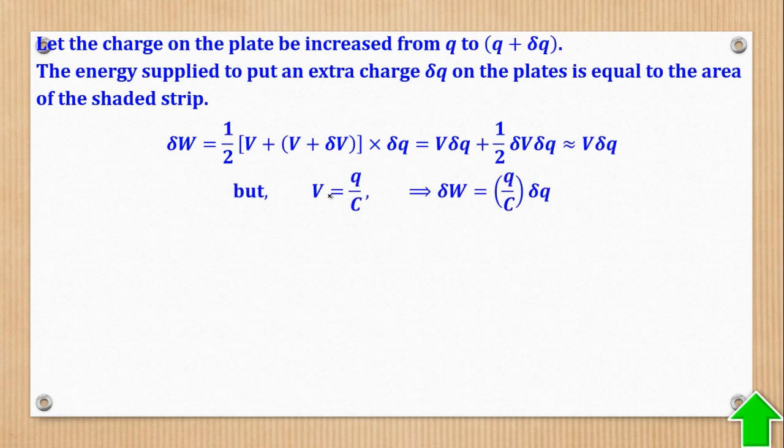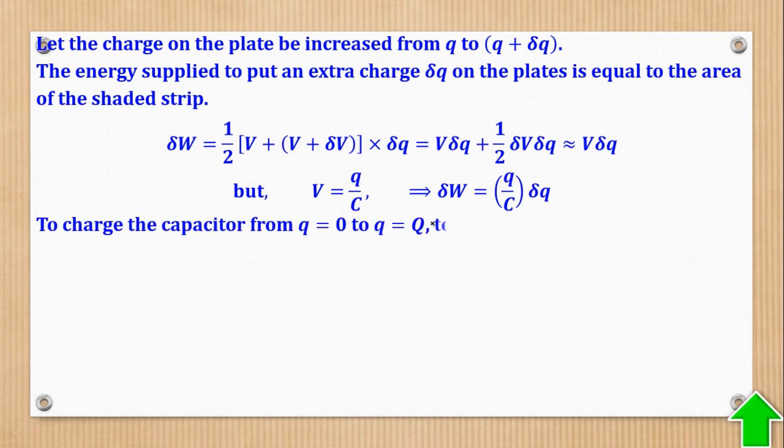But I already know that V is equal to Q over C. So what I'm doing, I'm just rearranging. It implies that where there is this V, I'll come and put Q over C. But there's also this small change in Q, so that remains there. That is now small work done.